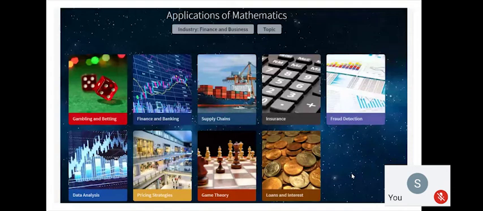As well as we can find pricing strategies, game theory, loan and interest. So in this kind of finance and business, if you know these particular branches of mathematics, you can predict the future of this field also. So how much the sensex is going to increase or decrease. Likewise, if you are a good mathematician, then you can find the exact future in this particular field.